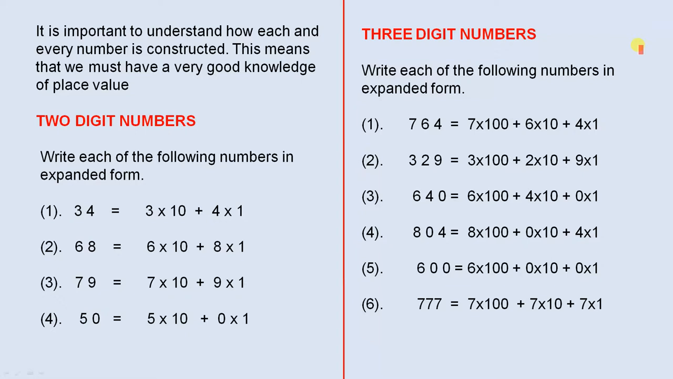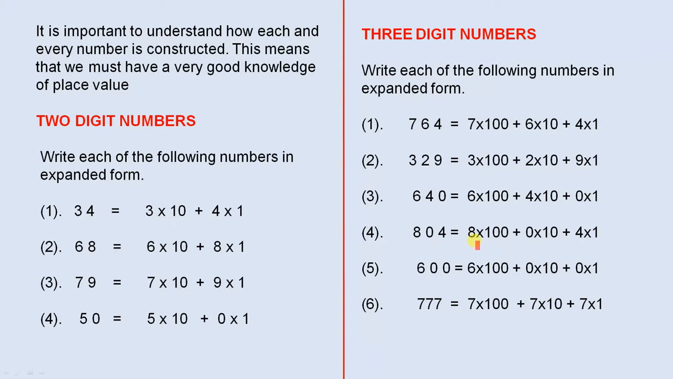With three-digit numbers, when we write those in expanded form, the first one is 764. 7 hundreds, 6 tens, 4 ones. 329, 3 hundreds, 2 tens, 9 ones. 640, 6 hundreds, 4 tens, 0 ones.